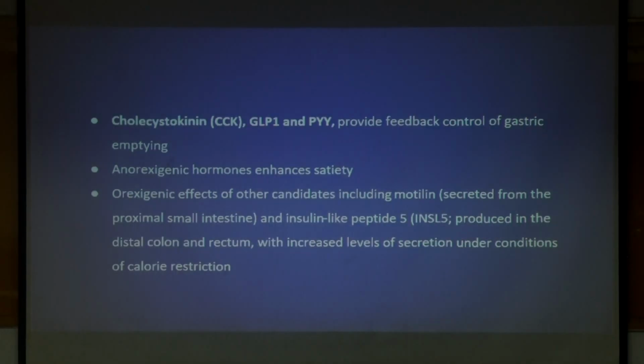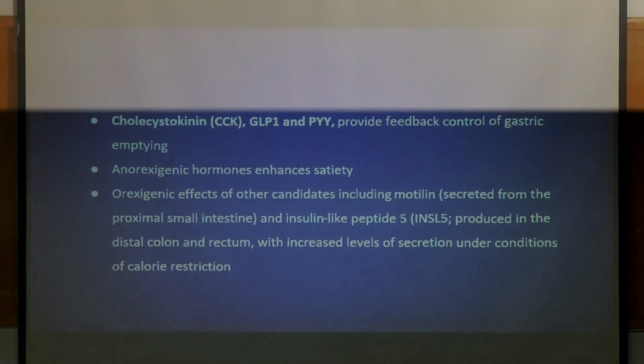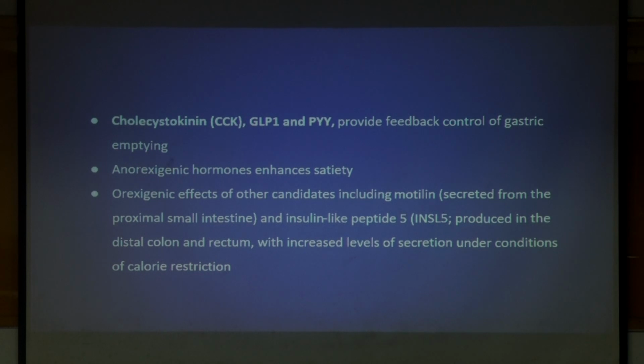These hormones provide feedback control of gastric emptying. Anorexigenic hormones enhance satiety, whereas there are orexigenic effects of other hormones, including candidate hormones like motilin, which is secreted by the proximal small intestine, and insulin-like peptide, which is produced in the distal colon and the rectum, with increased secretion under conditions of calorie restriction.